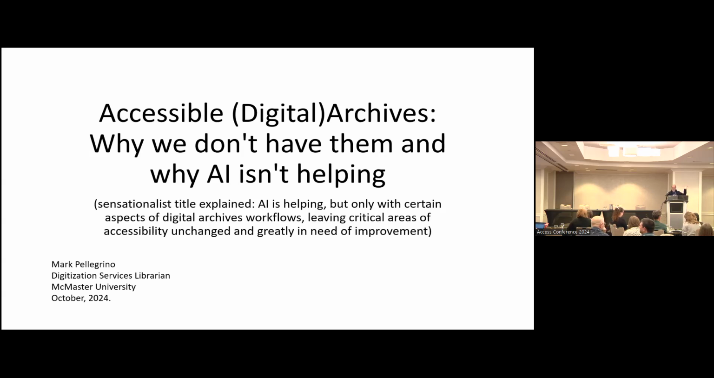The presentation obviously has a sensationalist title, which I think is part of what got me here. Something more accurate would be: AI isn't solving problems, instead it is helping. Basically, the correct tooling for using AI applications in accessibility workflows just isn't there yet, meaning that despite great advances in text and image recognition technology, our systems for creating accessible digital archives are relatively unchanged.